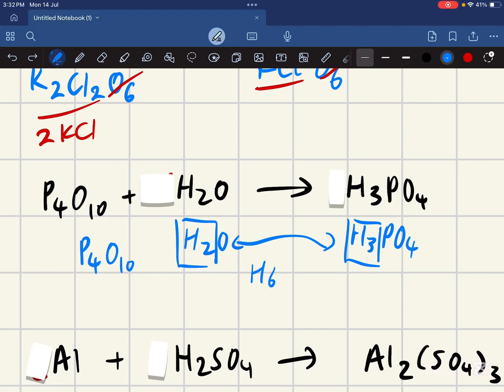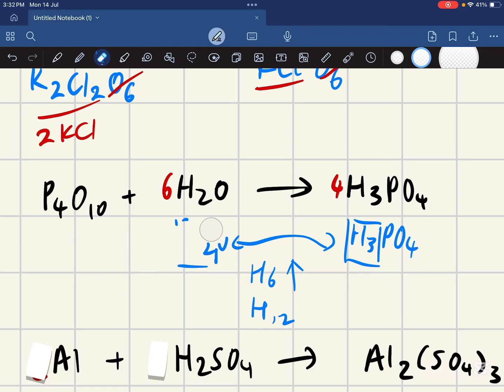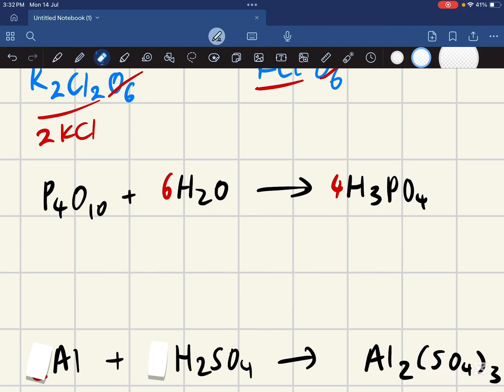So that means it must be more than H6. Now what's the next one that they match? H12. So what I'm going to do, I'm going to add a 4 in front of H3PO4. And I'm going to add a 6 in front of H2O. Now, I'm going to check everything again. Because, yeah, checking is good.